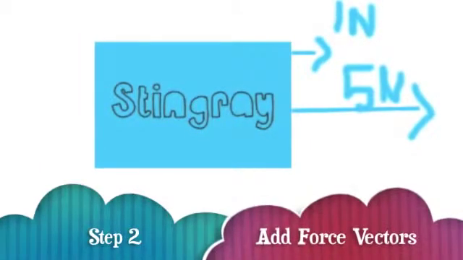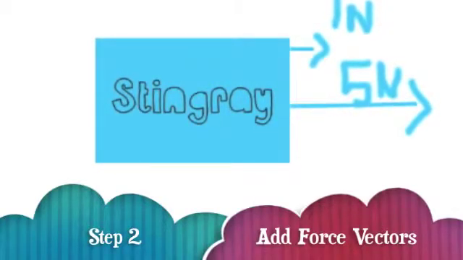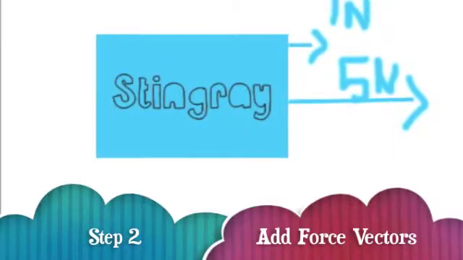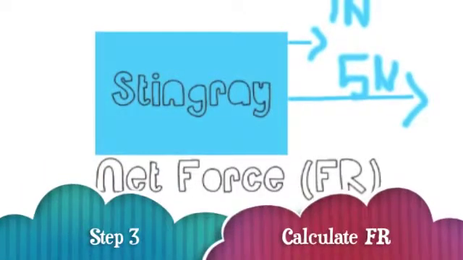For the next step, all you have to do is add the force vectors. Now let's just say that the car broke down and you push the car 1 Newton to the right. It's already going 5 Newtons. So now all you have to do is find the vector resolution.